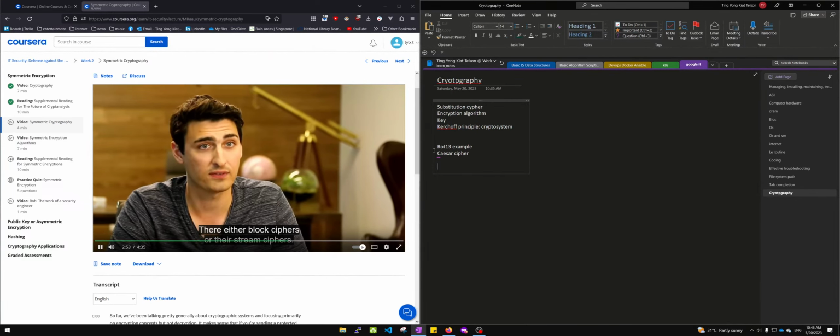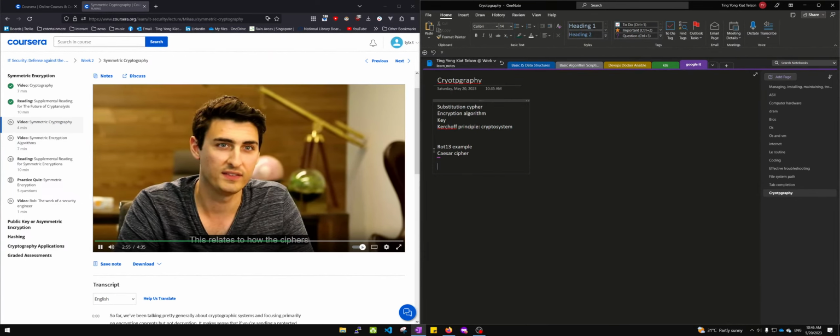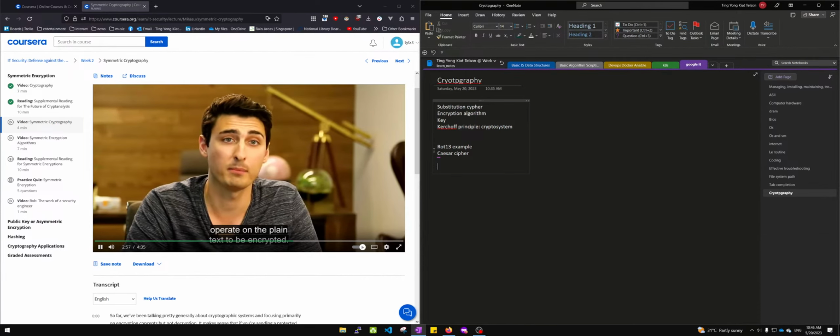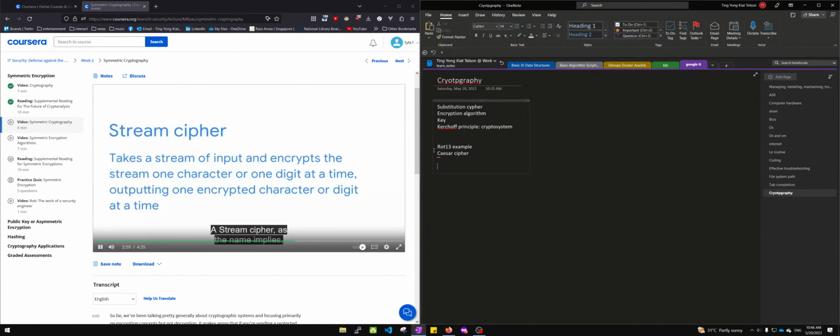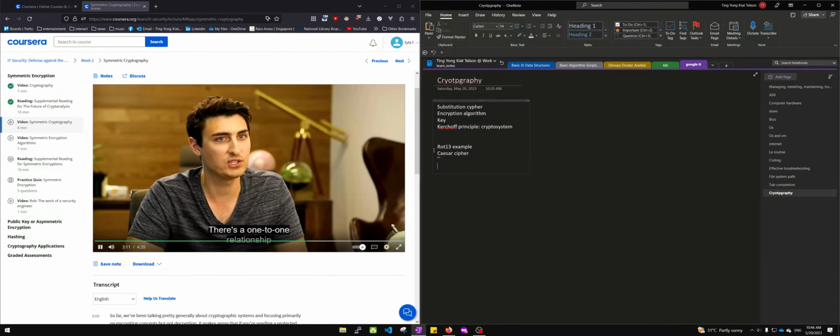They're either block ciphers or they're stream ciphers. This relates to how the ciphers operate on the plaintext to be encrypted. A stream cipher, as the name implies, takes a stream of input and encrypts the stream one character or one digit at a time, outputting one encrypted character or digit at a time. So there's a one-to-one relationship between data in and encrypted data out.